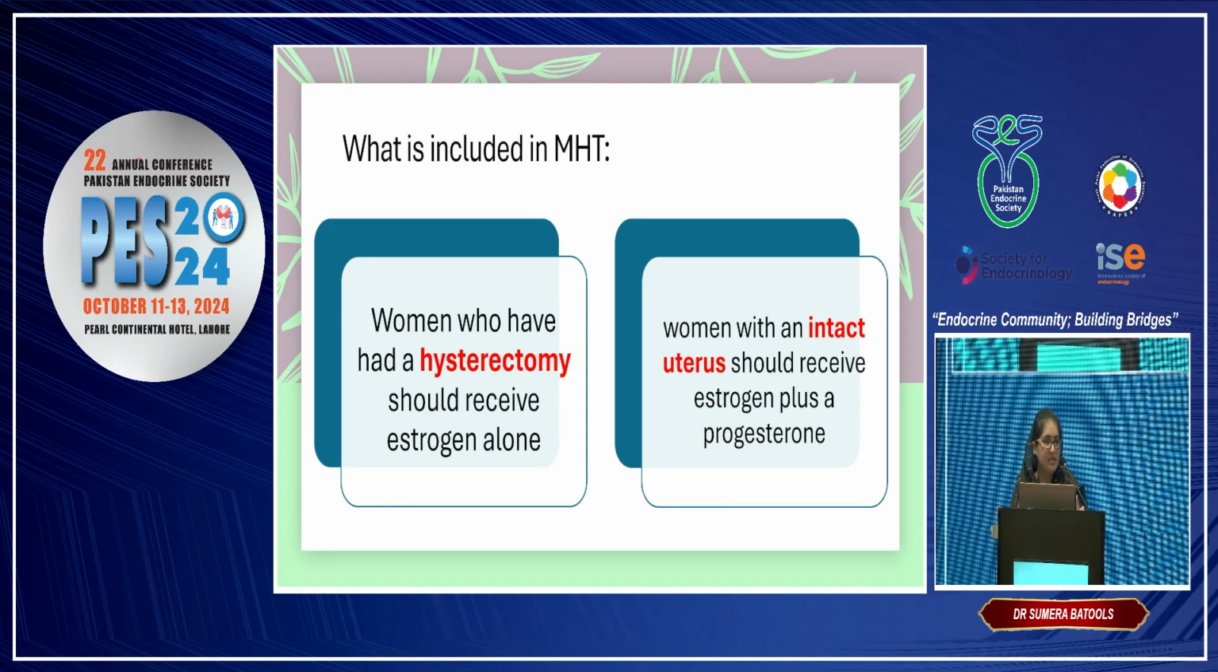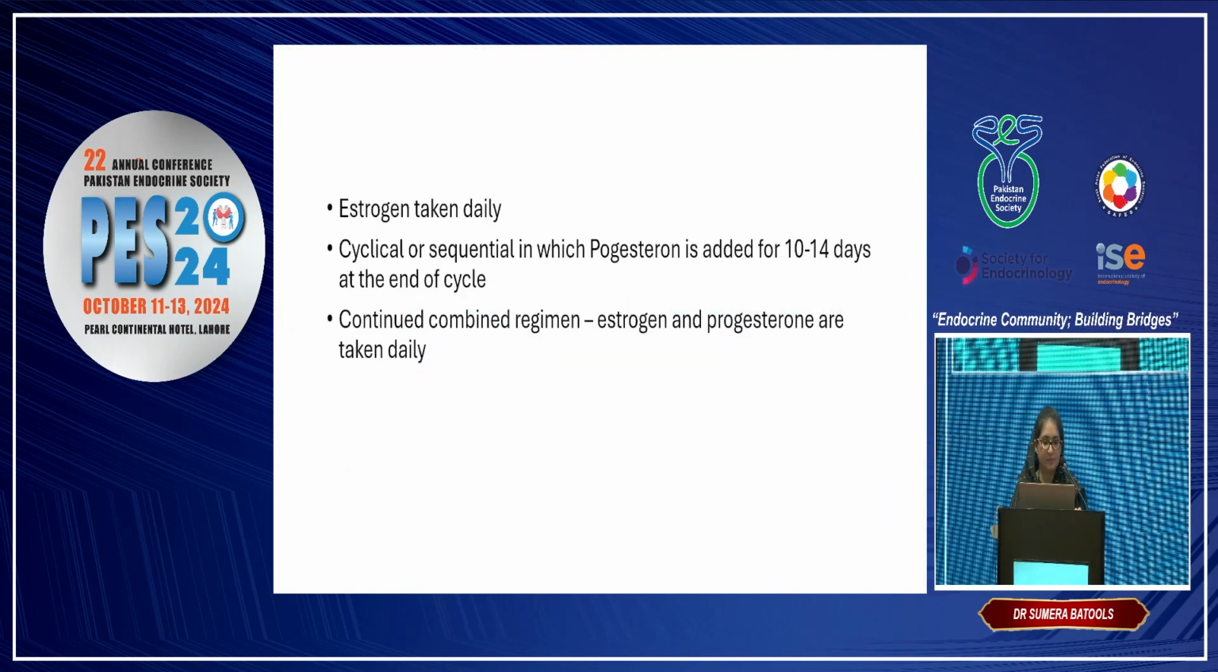But with an intact uterus, estrogen plus progesterone will be required, because estrogen will cause proliferation of the endometrium, and if estrogen is continued alone, it will cause endometrial hyperplasia, and there will be an increased risk of developing endometrial cancer. So you have to give progesterone along with estrogen to cause the cyclical shedding of the endometrium, so the risk of hyperplasia and cancer is reduced. Estrogen is taken daily, and progesterone is added cyclically in the last 10 to 14 days of the cycle. In our clinical practice, we advise our females to take estrogen daily and add progesterone from the 15th to the 25th of every month. Other than that, we have continuous combined regimens, combined estrogen and progesterone pills.